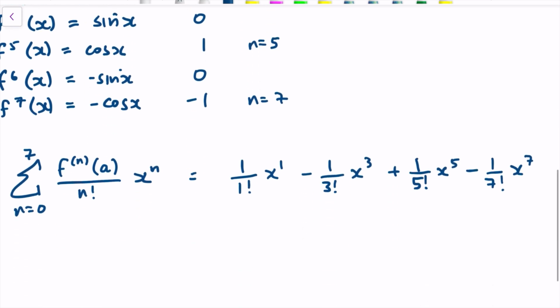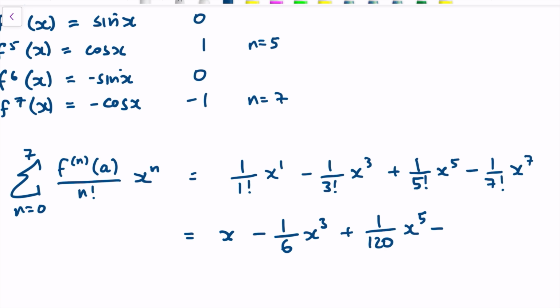Look, we could evaluate those factorials. Obviously x is the first term, 3 factorial is 3 times 2 times 1, so we end up with minus a 6th x cubed. 5 factorial is 5 times 4 times 3 times 2 times 1, so 120, x to the 5. And then lastly, 7 factorial, 7 times 6 times 5 times 4 times 3 times 2 times 1, which is 42 times the number 120 there.